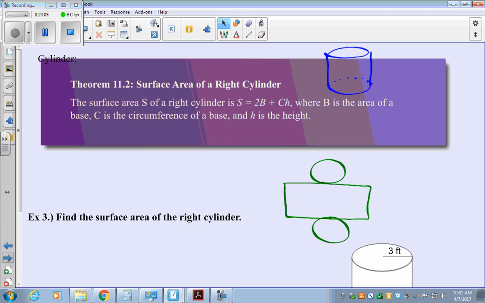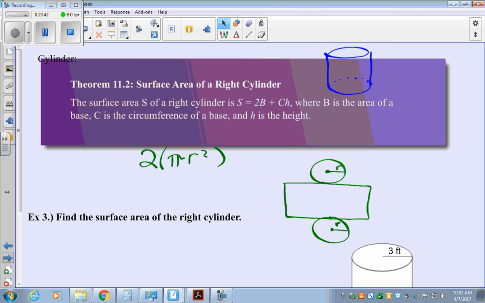So when I'm looking at this formula, 2 times the area of the base, what is the area of a circle? We just took a test on this. This may be why some of you guys need to review this information. Pi r squared. So I find the area of the circle and I multiply it by 2 because I have 2 circles here.